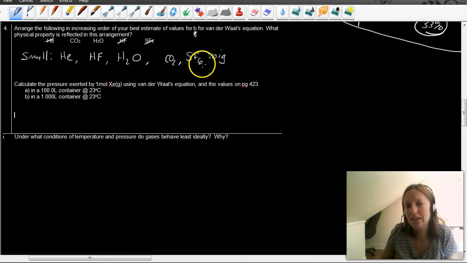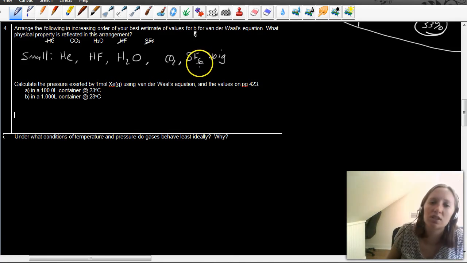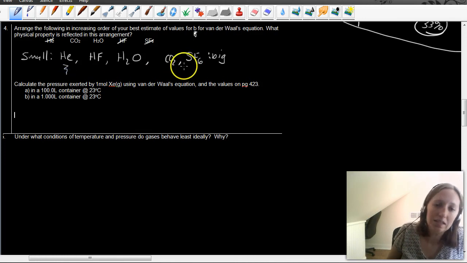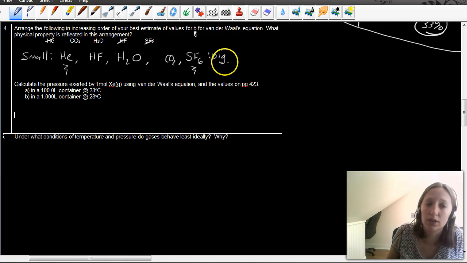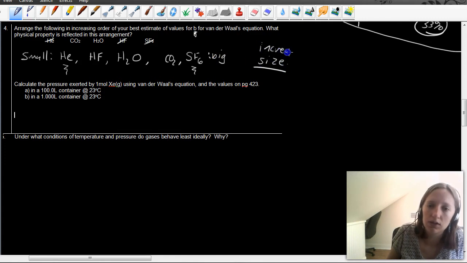So what that means is that the gas that is most similar to an ideal gas is the one with a small value of B, because there's not much of a correction. That's going to be helium. And the one that is least similar to an ideal gas is the one with a giant correction, is going to be sulfur hexafluoride. So the physical property that's reflected in this arrangement is size, and increasing size.